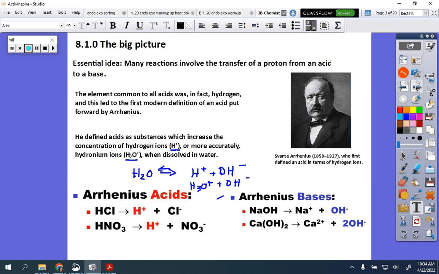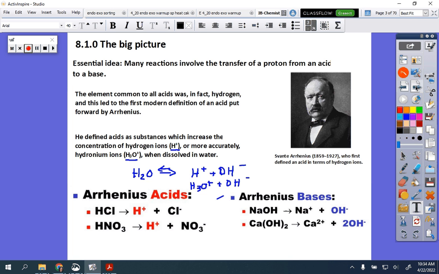So this guy, Arrhenius, when we talk about Arrhenius acids and Arrhenius bases, we're talking about reactions that happen in water where a proton is transferred from one substance to the water molecule, making an H3O+ ion. Acids would be things like hydrochloric acid, nitric acid, etc. Bases would be things that produce hydroxide ions or contain hydroxide ions, so sodium hydroxide, calcium hydroxide, things like that. That was the Arrhenius definition of acids and bases. And now you don't need to worry about this definition anymore.